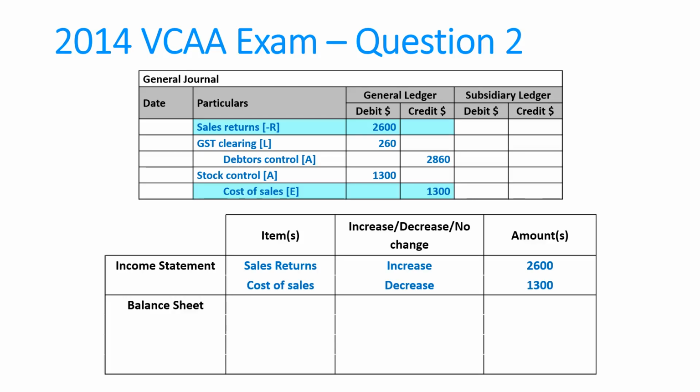Let's now go to the balance sheet. So the balance sheet, we're left with a liability as a debit. So what does that mean? It means it's a liability going down. So we'll write GST clearing is going to decrease by 260.